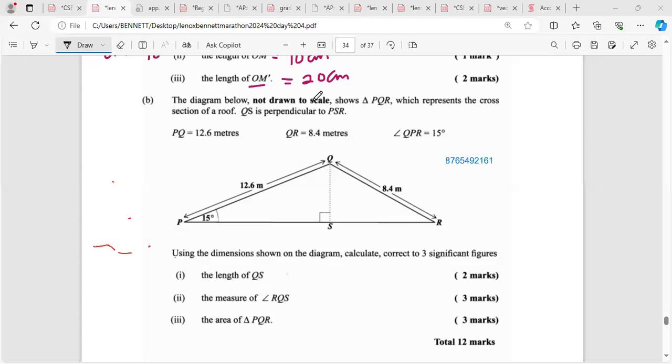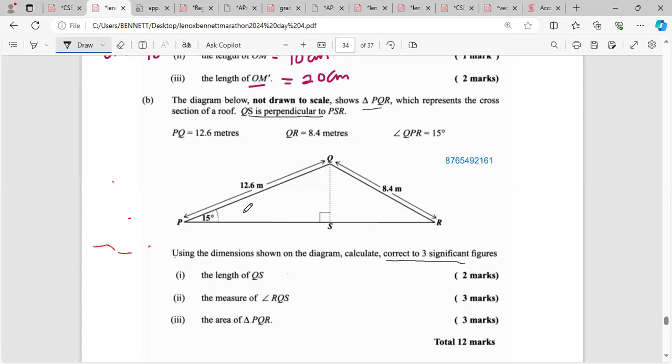Now, the diagram below, not drawn to scale, shows triangle PQR, which represents the cross section of a roof. QS is perpendicular, so perpendicular means they meet at a right angle. PQ is 12.6, QR is 8.4, and angle QPR is 50 degrees. Using the dimensions shown on the diagram, calculate, correct to three significant figures, the length of QS. So this is QS. If you notice, it's a right angle triangle, right?